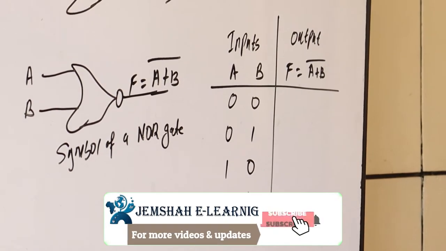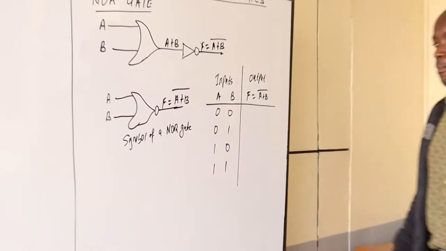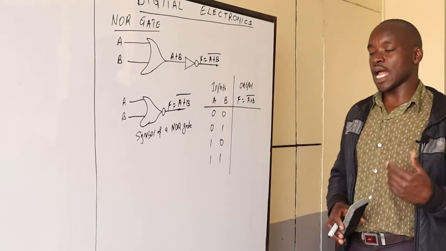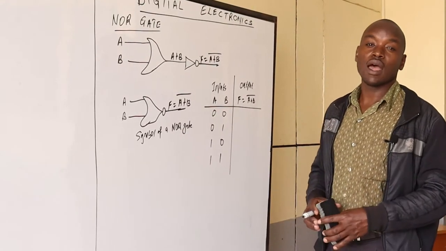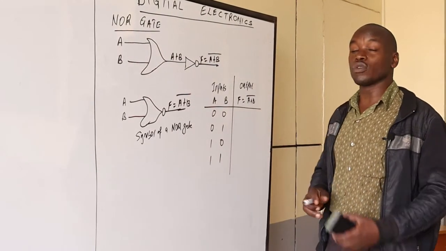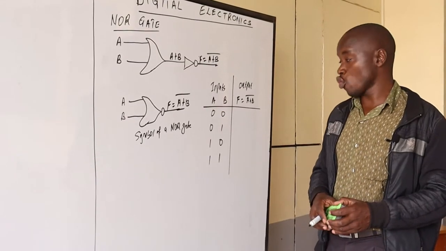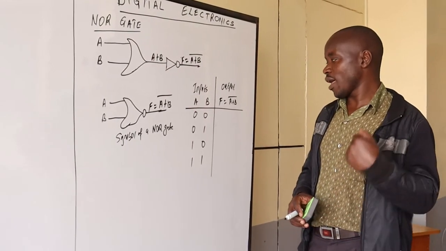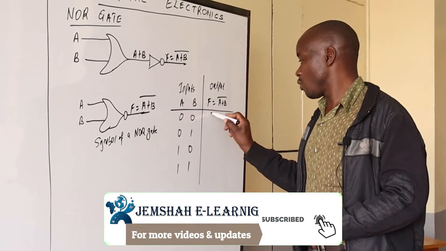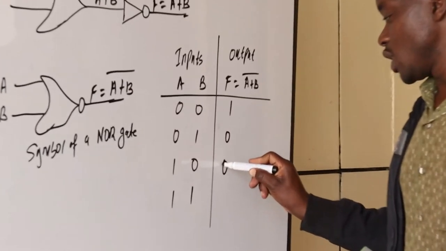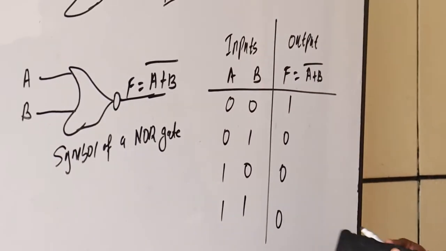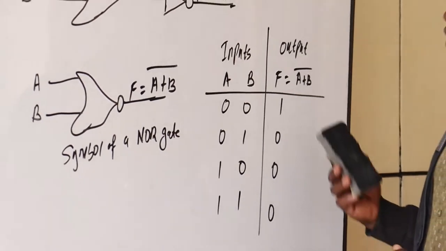Now, we agree that an OR gate is a parallel switch, which means it will not give us an output only when all inputs are absent or not present. So it's only there where it does not give us an output. That's an OR gate. And we agree that the output of an OR gate is to be inverted. So now it means it should be 1, 0, 0, 0, since the output of a NOR gate is the opposite of the output of an OR gate.